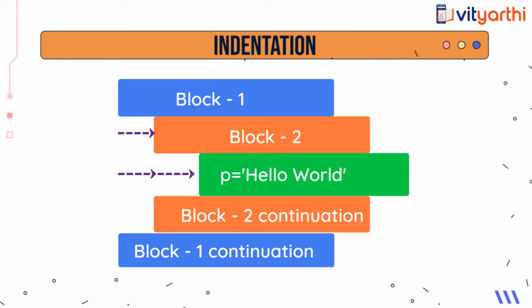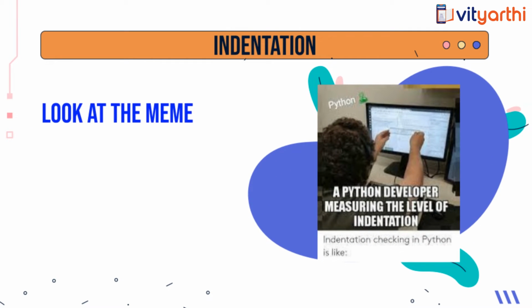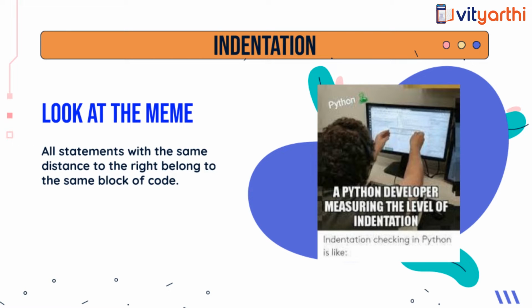But it brings the question, is it even necessary? Python uses indentation to indicate a block of code. Well, a block is several lines of code having the indentation at the same level. Take a look at the meme card, which shows a developer checking indentation with a scale to avoid making a mistake. Isn't it amusing?